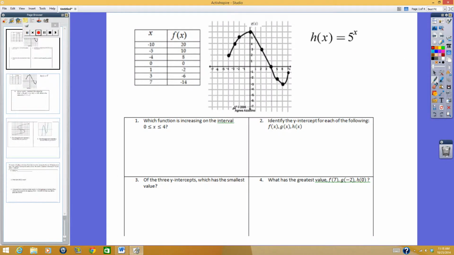Function notation. Some of you guys are doing very well with it. Some people are having some difficulties. Hopefully by looking at this video, we'll be able to clear some things up as extra practice, okay?